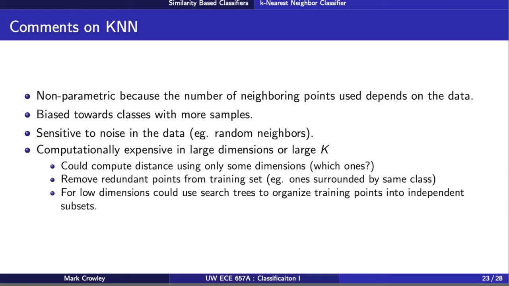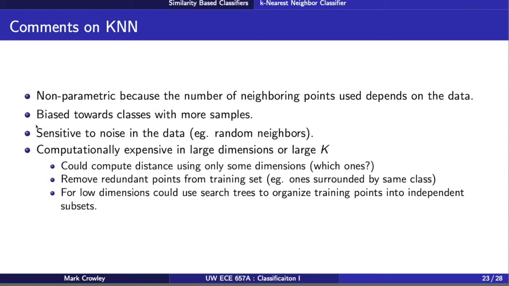Okay, so comments on this. It's non-parametric. Does anybody understand why it's non-parametric? Right, we've got to do those calculations for the neighbors of every data point you're asking about, right? So it's non-parametric in the test set. As your test set increases, the number of calculations you have to do increases by a fixed amount.